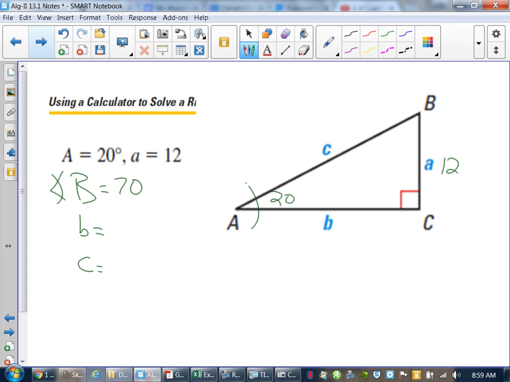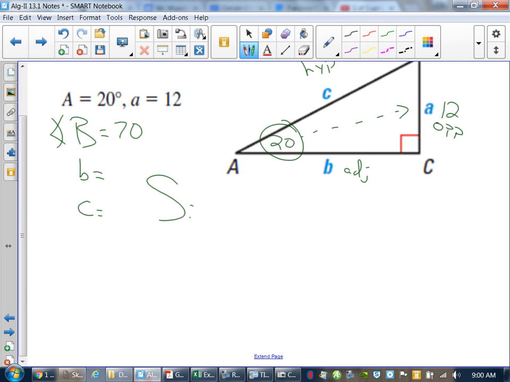In this example, I was given the 20 degrees, and my 20 degrees looking at its side opposite, which makes C the what? The hypotenuse, and B as your adjacent. So if you know an angle, you know an opposite, what trig function are you going to use to find the hypotenuse? Sine. Good. So you have the sine of 20 is 12 over C.